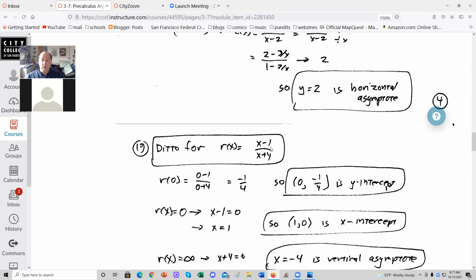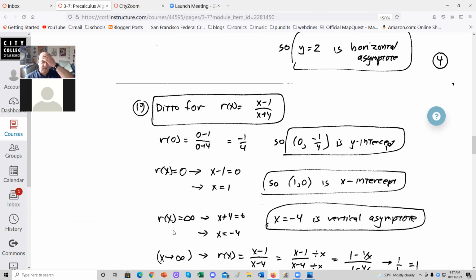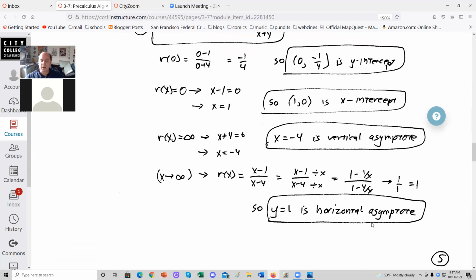R is 0 when the numerator is 0. x minus 1 is 0, so x equals 1. 1 by 0 is the x-intercept. R is infinite for a vertical asymptote, where the denominator x minus 4 is 0. So when x is negative 4, x is negative 4 is the vertical asymptote.